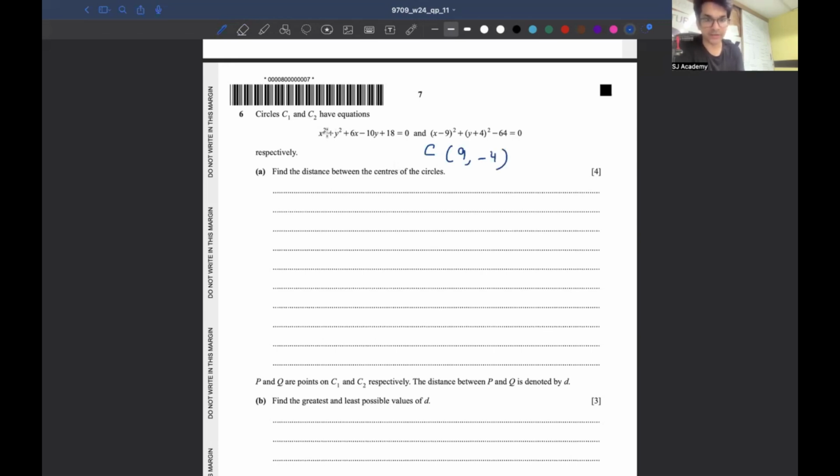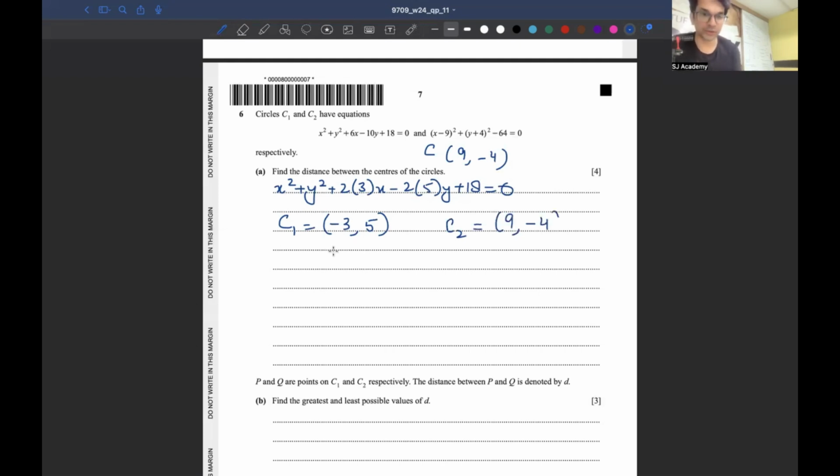For the circle C1, first we'll have to find the center. We can rearrange the equation and write it as x squared plus y squared plus 2 times 3 times x minus 2 times 5 times y plus 18 equals 0. So the coordinates for the center in this case for circle C1 will be minus 3 and positive 5. So we have the centers for the two circles, which are (-3, 5) and (9, -4).